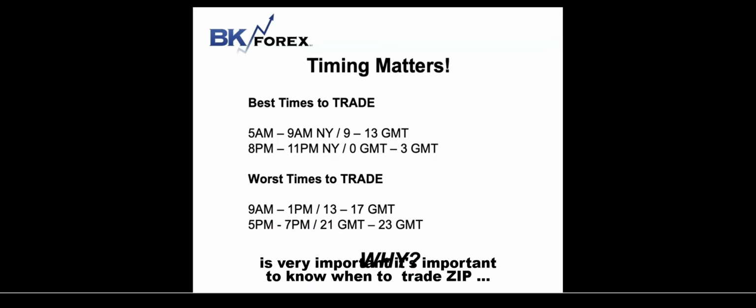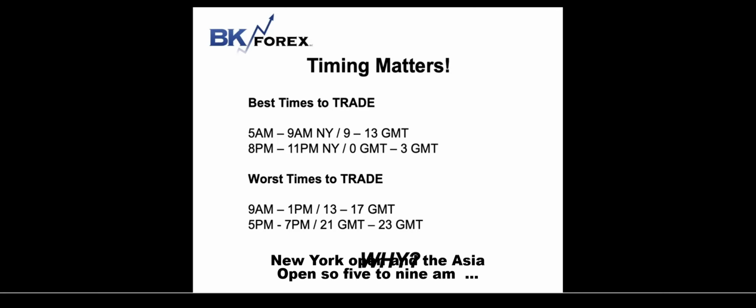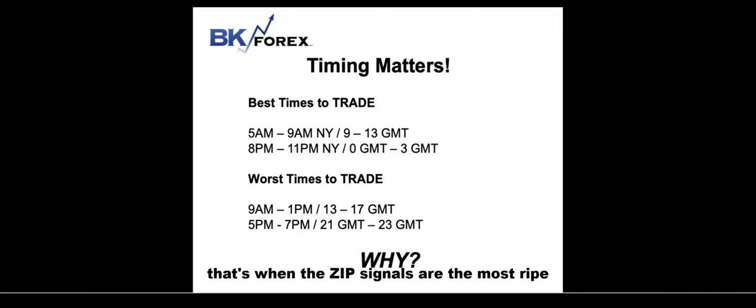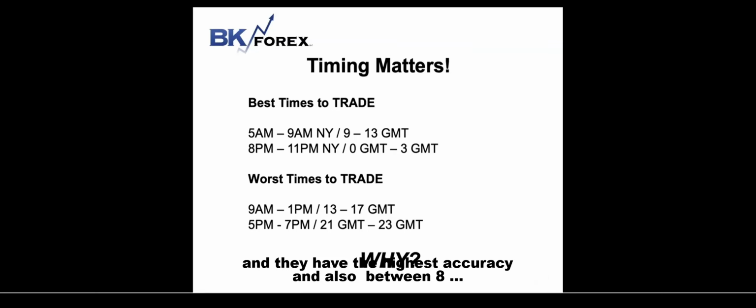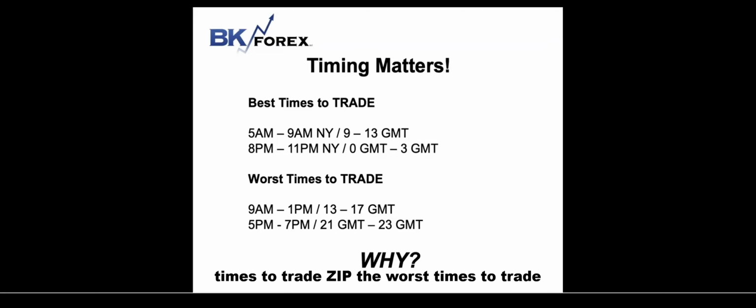Now, when it comes to trading ZIP, timing is very important. It's important to know when to trade ZIP, when not to trade ZIP. I trade ZIP 2 times a day, in the New York session as well as the Asia session. To be more specific, I trade the New York Open and the Asia Open. So 5 to 9 a.m., that's when the ZIP signals are the most ripe and they have the highest accuracy. And also between 8 p.m. to 11 p.m., these are in New York times, they tend to be very, very accurate. Those are the best times to trade ZIP.